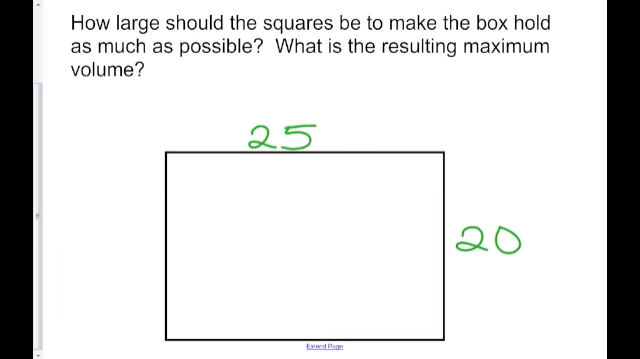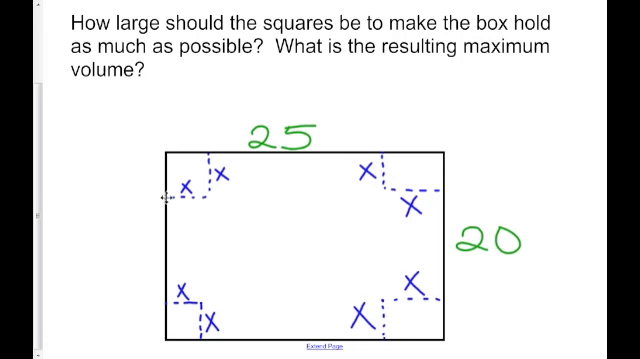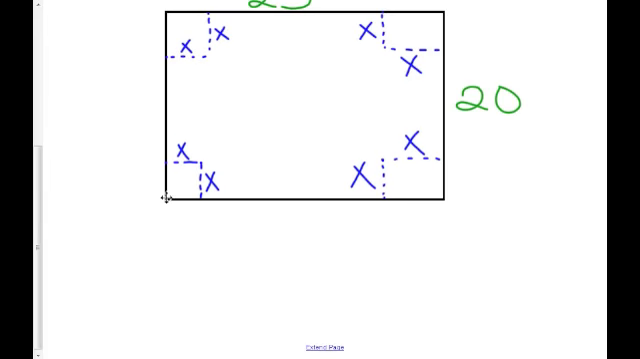So here is our sheet of tin, 25 by 20. We're going to cut out some corner squares with side lengths both equal to x from all four sides of this sheet. When in doubt, make a picture. And right now we're making a picture to try to formulate some sort of model for the volume of this box.